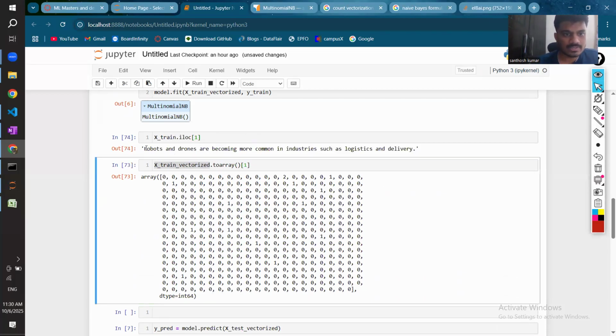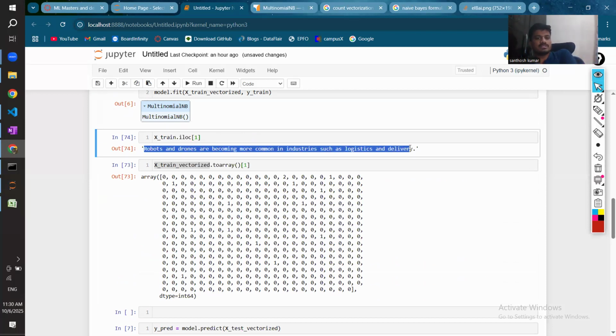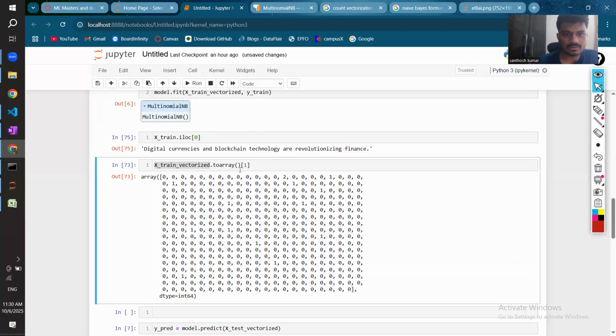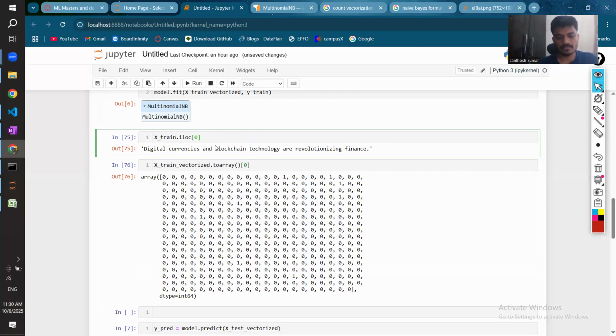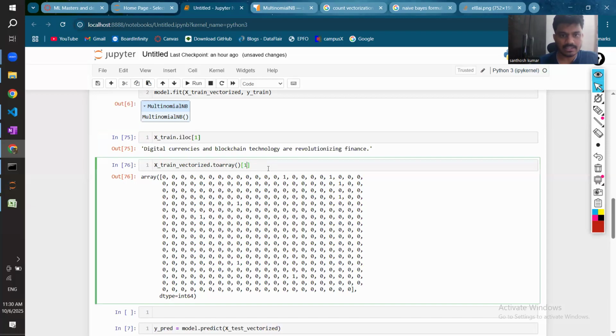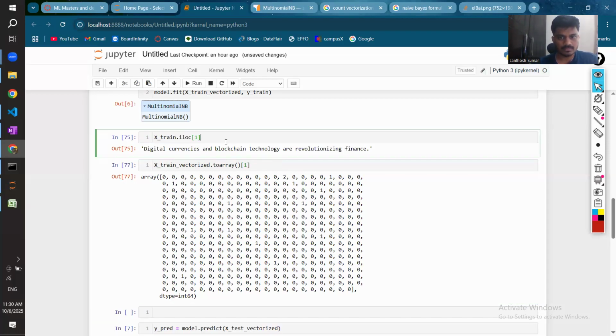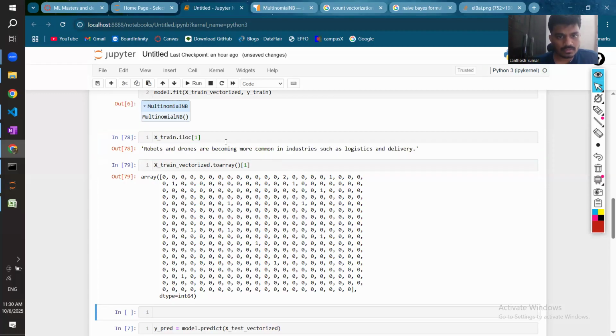This is my statement: robots and drones are becoming common in industry and logistics. What is this related to? Technology. I can also see a 2 instead of zeros and ones. That means there is a repetition.